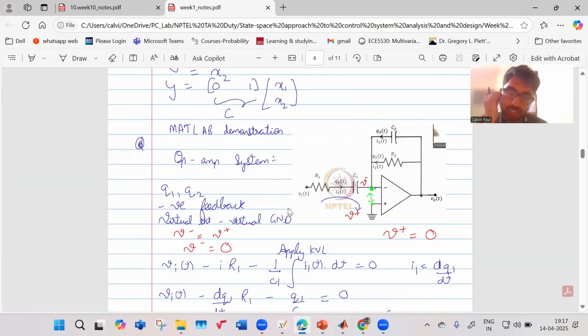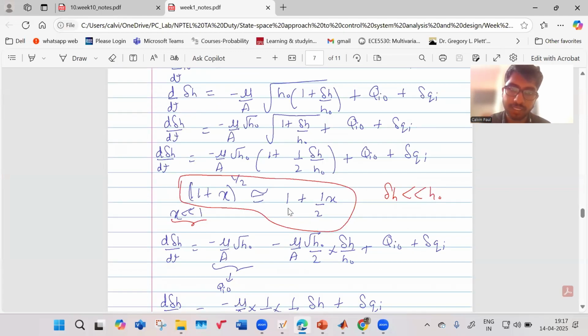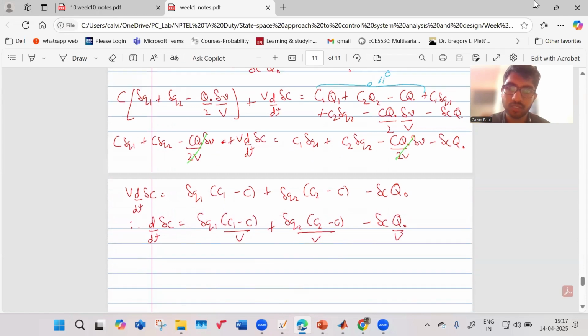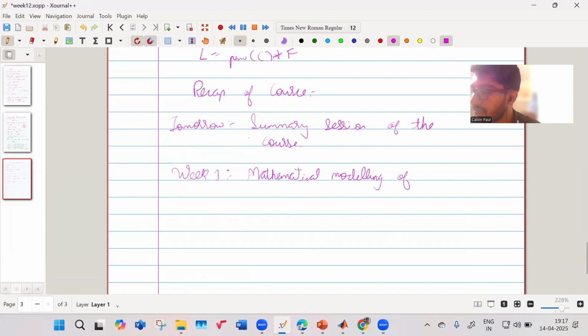Then MATLAB demonstration, op-amp system also has been shown. Derivation of transfer function, open tank system, continuously stirred tank, various difficult systems are done. So let us say in week 1, we have done the mathematical modeling of the system. So mathematical modeling of continuous time system. So there is the series RLC, op-amps, op-amp based filter, etc.